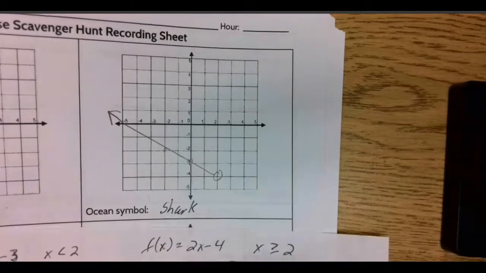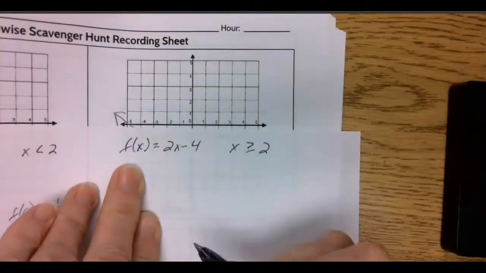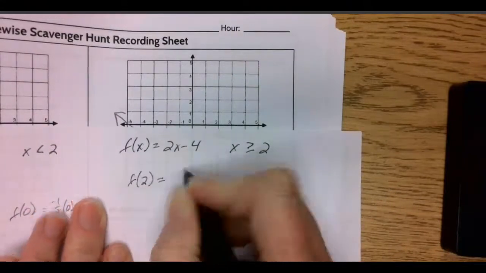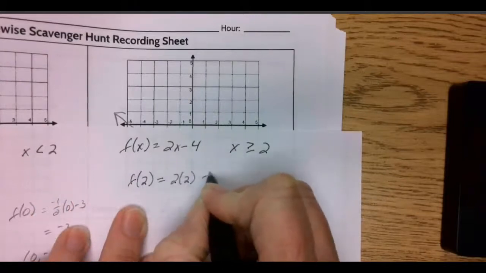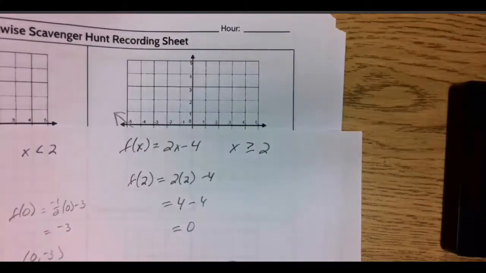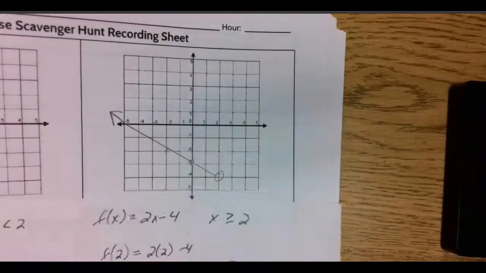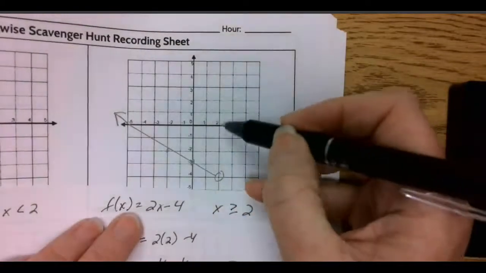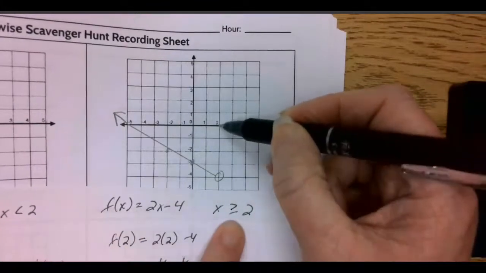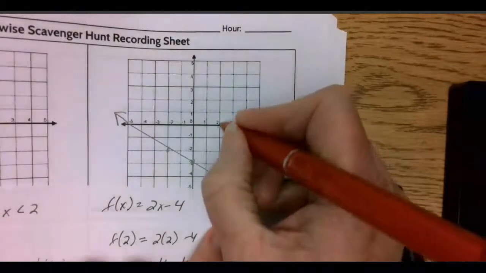Now I'm going to go with my second function, the second piece of my function, and this says x is greater than or equal to 2. So I'm going to plug in a 2 again, and I get 2 times 2 minus 4, so 4 minus 4, which is 0. That is the point 2, 0. So I'm going to start at 2, 0, right here. Is this an open or a closed circle? That's a closed circle.